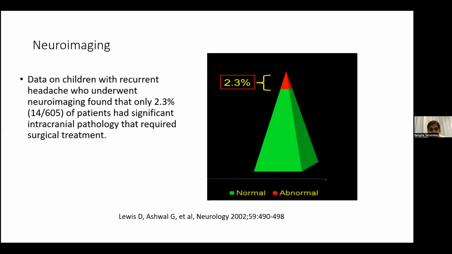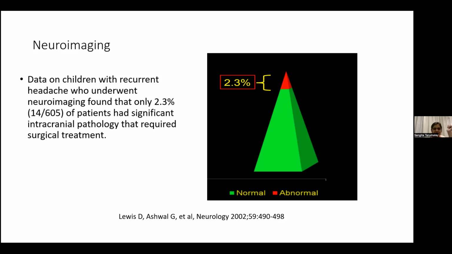Okay, so back to neuroimaging. It's a very big controversy, and I realized that most of the patients who come and see me have usually already decided that they want a scan for their child. Every parent, medical or non-medical, always worries that the child has a space occupying lesion. And I think the worry is very real. But the data on children with recurrent headaches who underwent routine neuroimaging found that only 2.3% had a positive intracranial pathology. So most of our MRIs actually are normal, and that's what I see in my practice too.